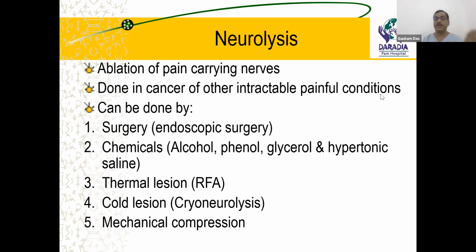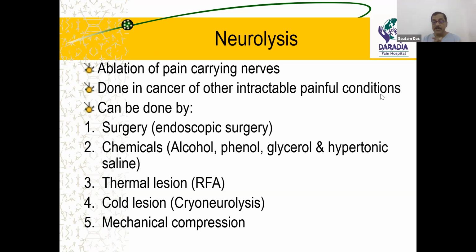Other areas have been replaced, like ganglion impar block, lumbar sympathetic, splanchnic, T2, T3 sympathetic. So in all these areas nowadays, the chemical neurolysis is not advised. So what are the disadvantages of the chemical neurolysis? Advantage, I told you. What is the advantage? That it can cover a bigger area. So this is the advantage.